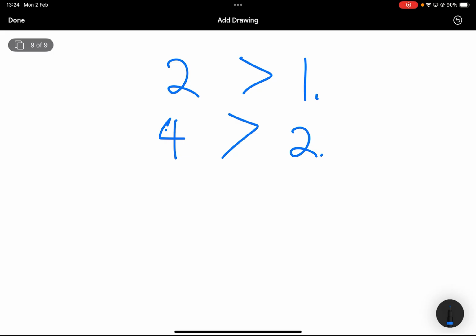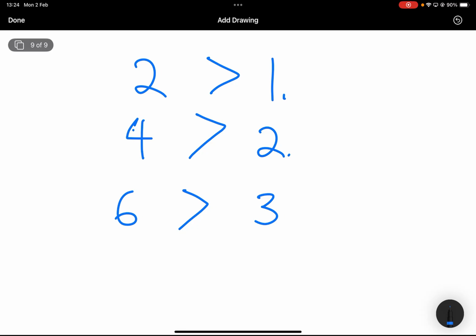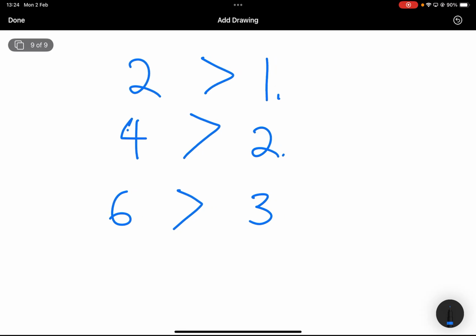Okay? If I multiply by 3, 2 becomes 6, and 1 becomes 3. Is the left still larger than the right? Yes. So when we are multiplying by any positive number, the sign will still be the same. 2 will still be bigger than 1, 4 will still be bigger than 2, 6 will still be bigger than 3. So the reverse is also true.